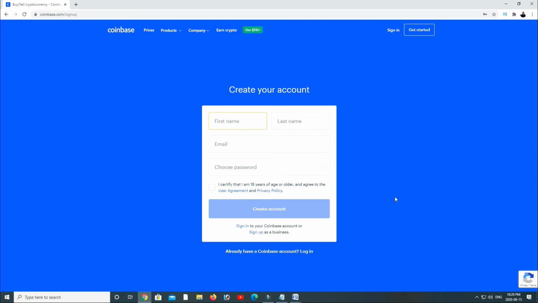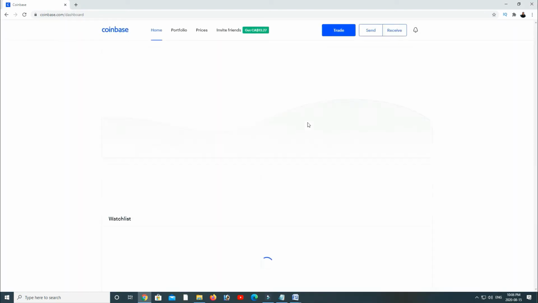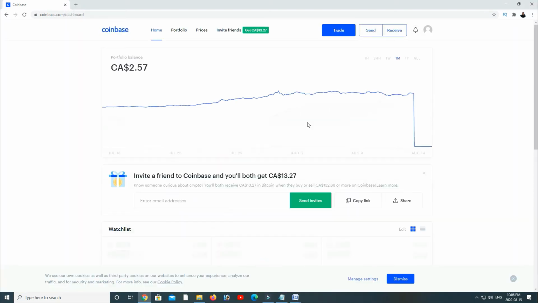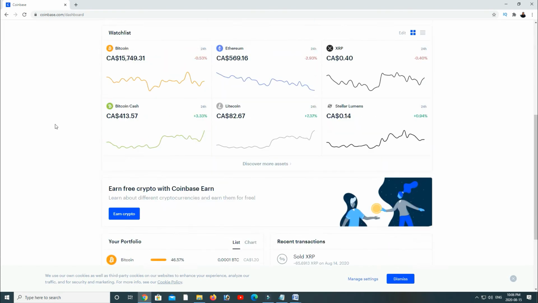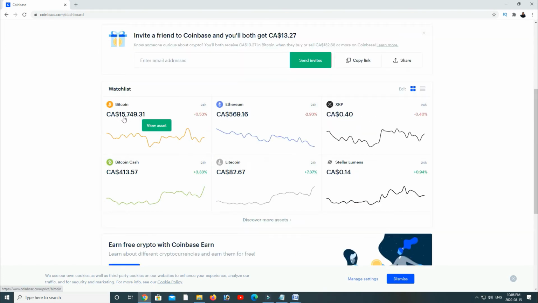I already have an account, so I'm going to sign in. For security reasons, I'm not showing my credentials. Recently I withdrew some amount, so this is my balance. Here you can see Bitcoin's cost today is 15,749 Canadian dollars, and this is the Ethereum cost, XRP cost, Bitcoin Cash, and so on.